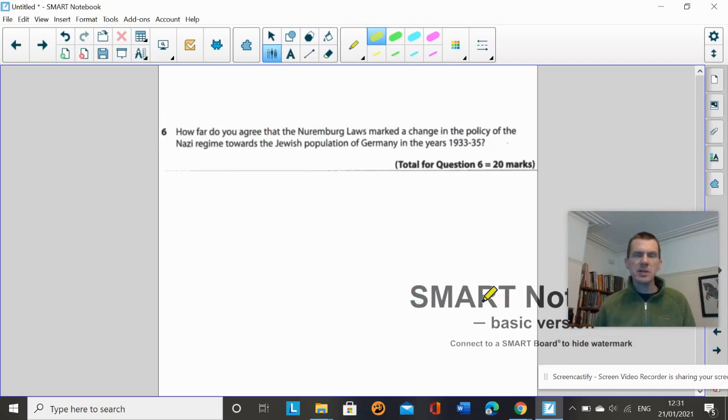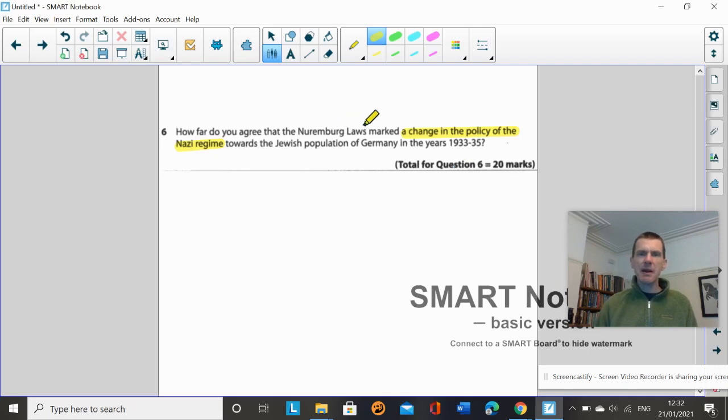So this was the question that the student chose, a 20 mark essay question. How far do you agree that the Nuremberg laws marked a change in the policy of the Nazi regime towards the Jewish population in Germany in the years 1933 to 35? So topic 3 is about the establishment of Nazi Germany, and it just lasts 1933 to 35. If you bring in evidence from outside that can be applicable, but they're not expecting you to have that, and really you shouldn't fit your whole argument around it, because you're probably not going to be answering the question.